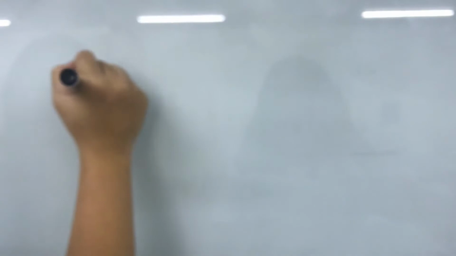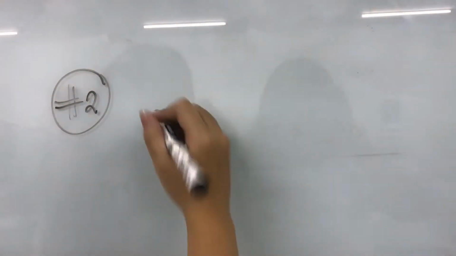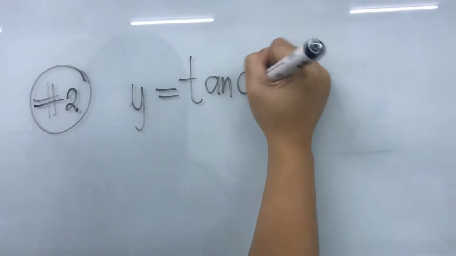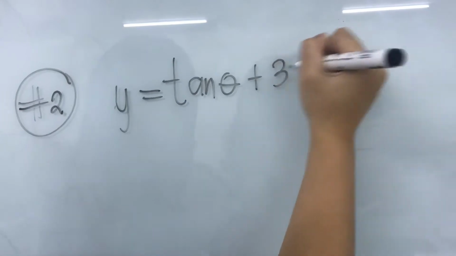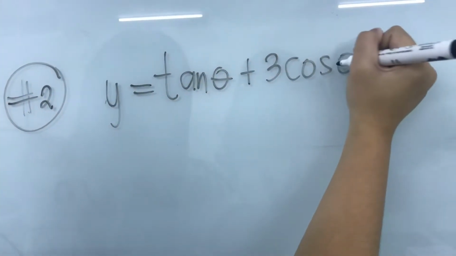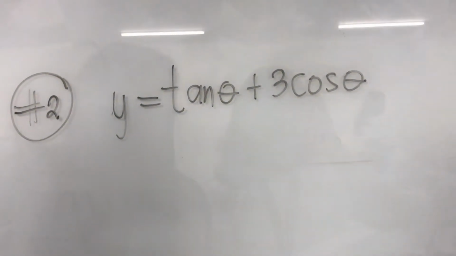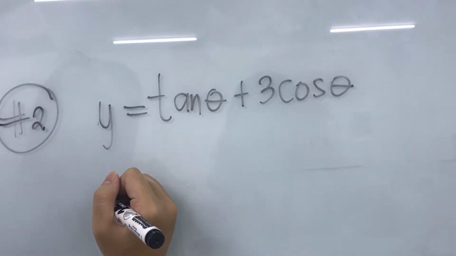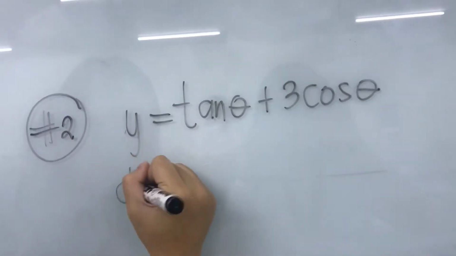Second problem of the derivatives of trigonometric functions. Our next problem will be y is equal to tangent theta plus 3 cosecant theta. First, we have to observe what rules are applied. And in this equation, sum and difference rules were applied. So let's get the derivative.